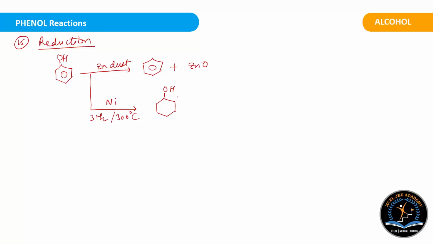cyclohexane connected with the OH group, that is all the aromatic double bonds have been saturated, all the double bonds have been removed and a cyclohexane has been obtained. Okay, so this is the compound. Then the next one, that is 16th, that is a simple oxidation reaction.